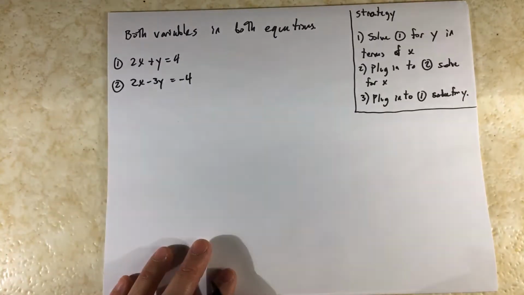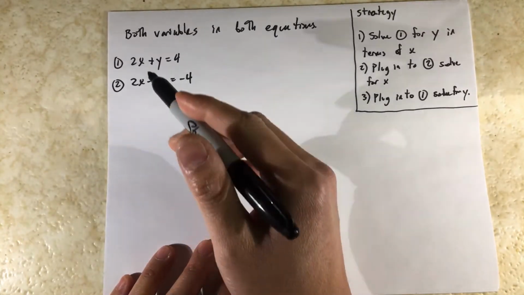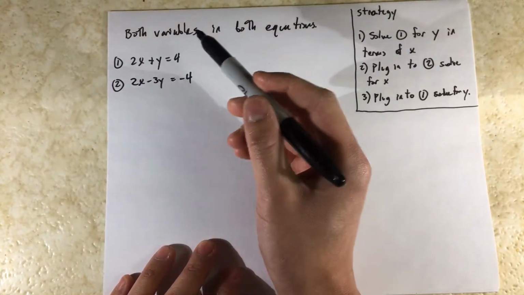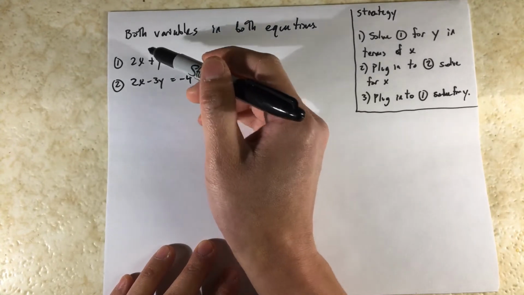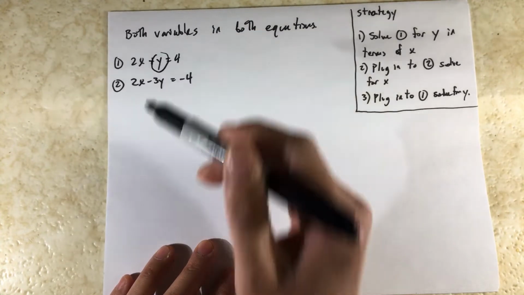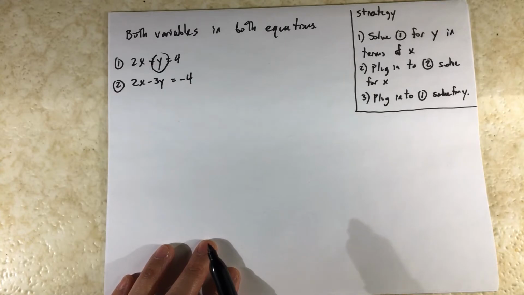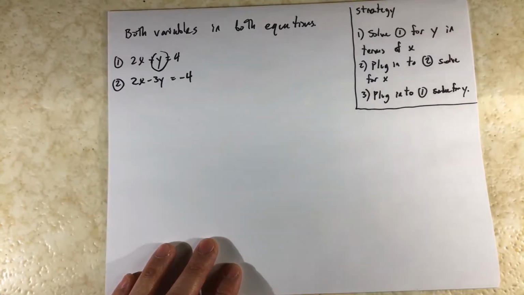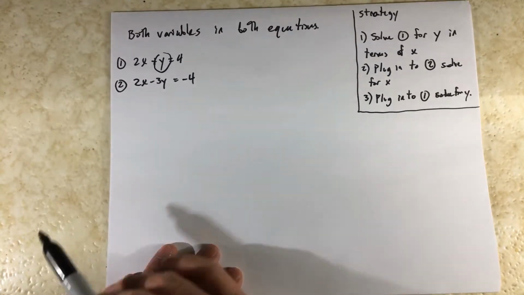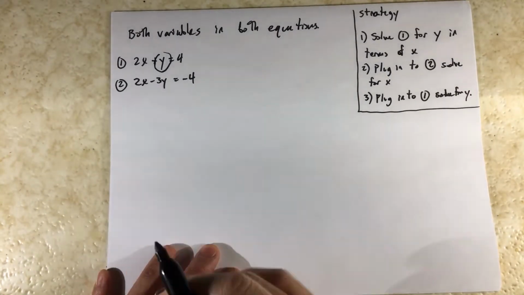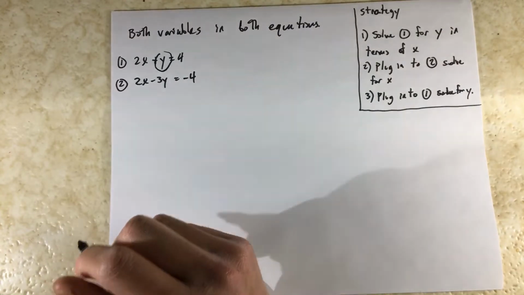All right, so let's do this first one. Usually when you look at these, the thing you want to look for is a variable that has a coefficient of 1, or you don't see a coefficient at all. That's the one that usually you want to solve for, if it's there. Sometimes it's not.